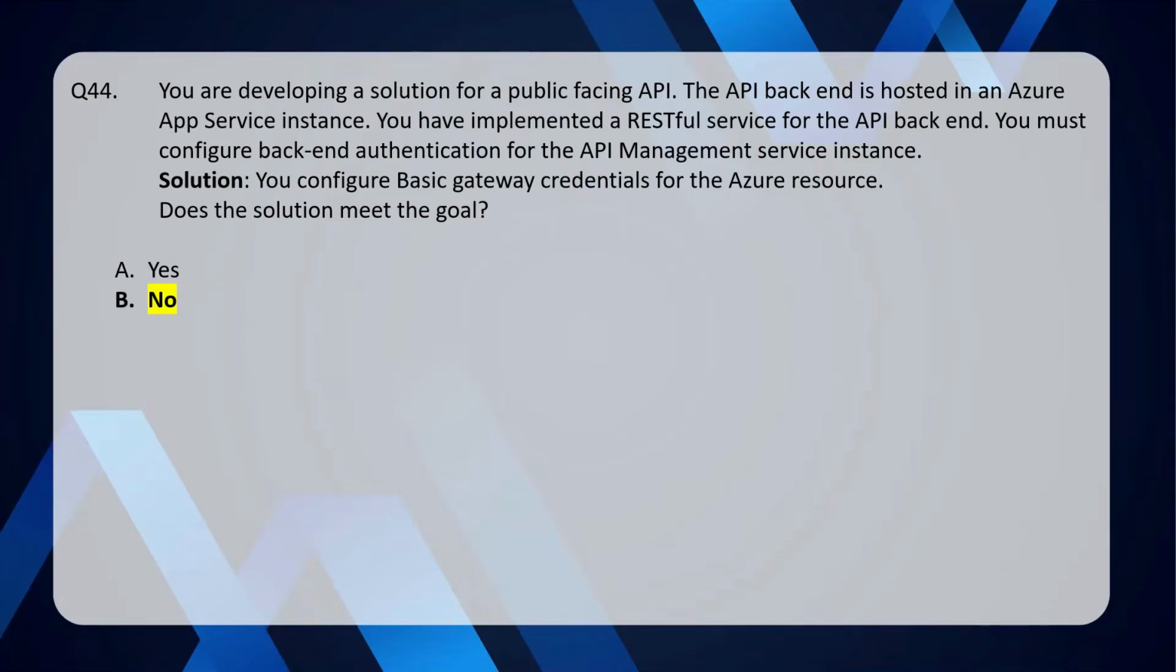Basic gateway credentials in Azure API Management are used for securing API Management's access to backend services when those services require basic authentication. However, we are talking about a public facing API, and you would typically use managed identity with Entra ID authentication, or client certificate authentication, or subscription key and OAuth 2.0, depending on the scenario.